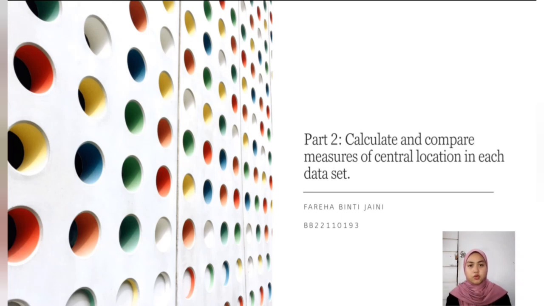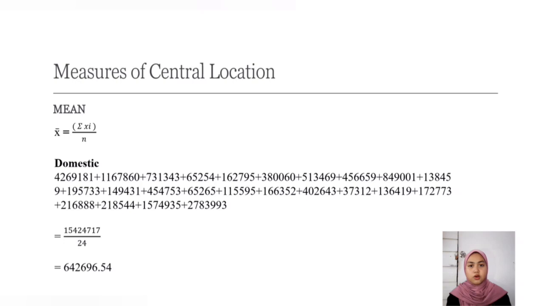I will be presenting part 2, which is calculate and compare measures of central location in each dataset. There are 3 measures of central location. First is mean. Mean is the sum of value of each observation in a dataset divided by number of observations. In order to find the mean for domestic and international airline, we need to sum up the value for each observation and divide it by 24, which is the total number of airlines.